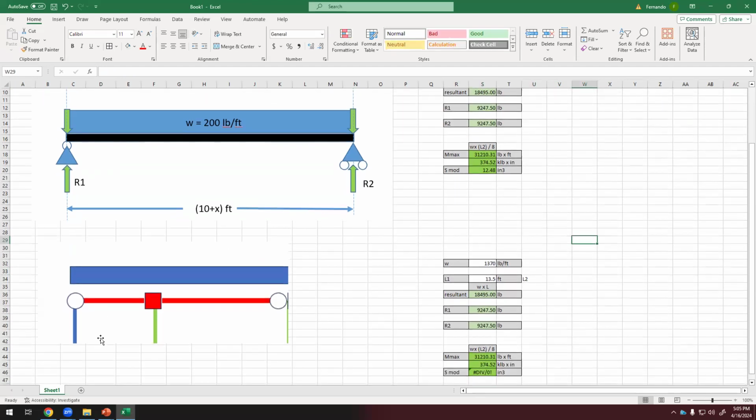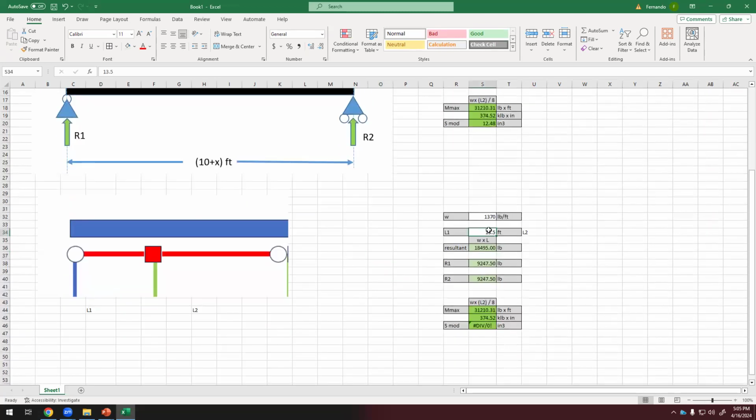So let's say that this is L1. I'm going to type here L1 just to understand what we are doing. And this is L2 because these two dimensions can be different. The units are the same, but L1 can be 10 and L2 can be 15.